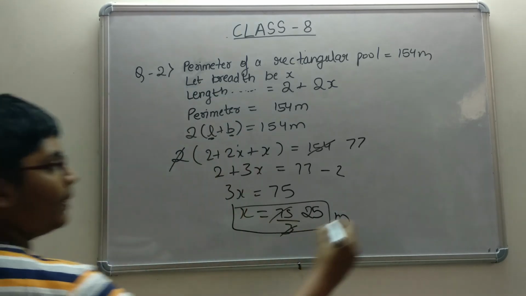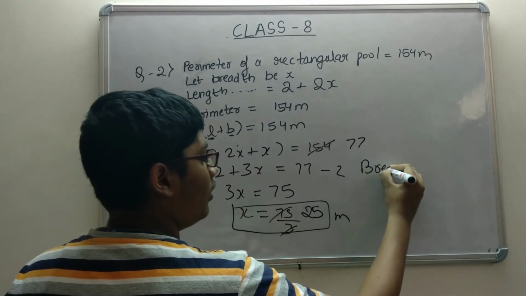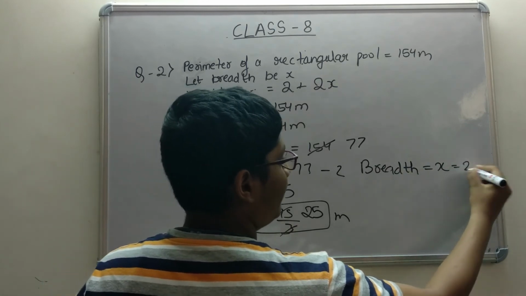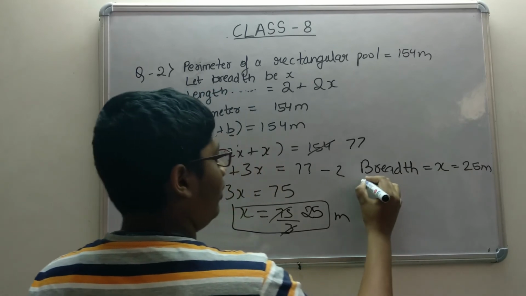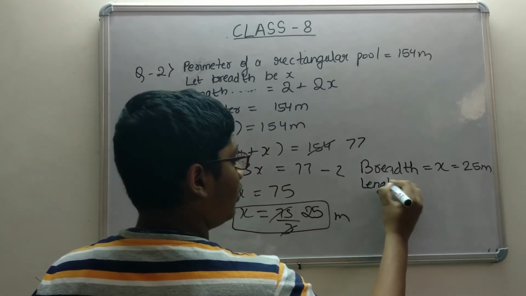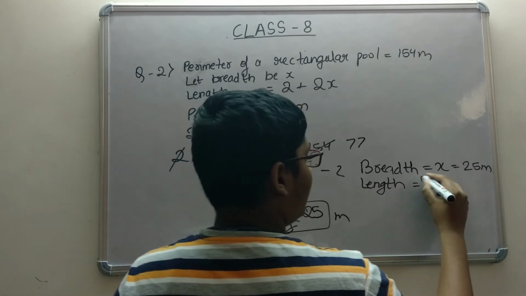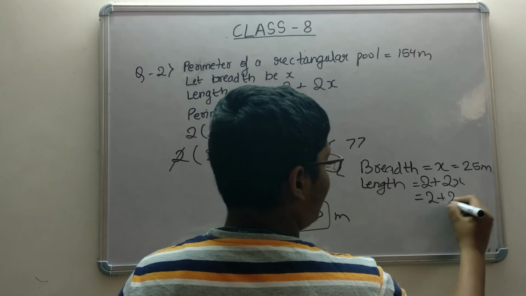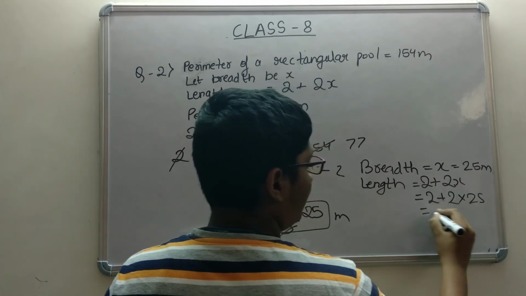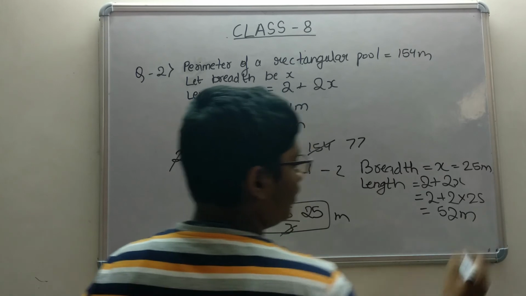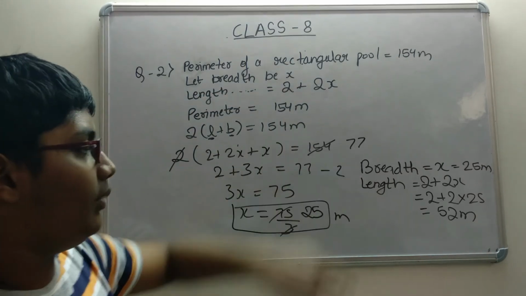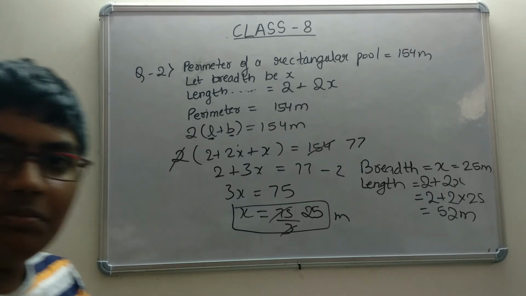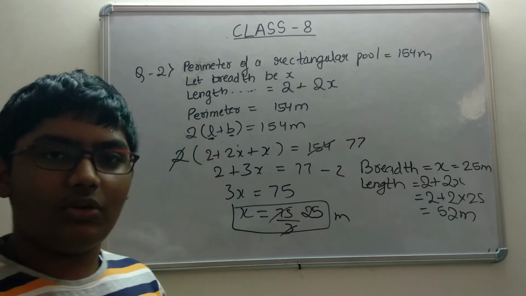So now what we can say, the breadth of the rectangular pool is equal to x, is equal to 25 meters. Now we know length as 2 meters plus twice the breadth, which is equal to 2 plus twice of 25, that is 52 meters. So here we got a length and here we got a breadth. So this is how you convert a word problem into simple algebraic expressions and equations.